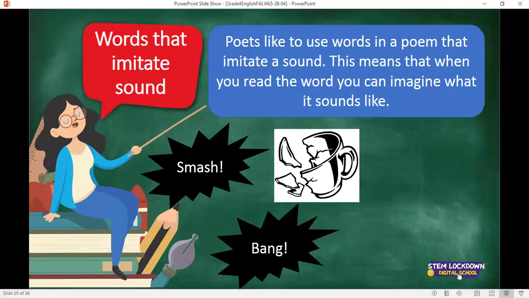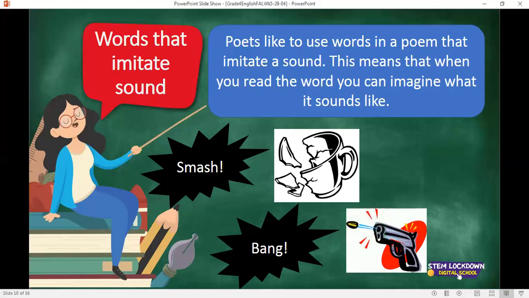The next one we've got is bang. So what do you think of when you think of bang? So my automatic thought is of a gun being shot. But you can also maybe think of when someone slams the door, makes a bang sound. Or if you hit something on a table, it will bang. So that word can relate to many different sounds.